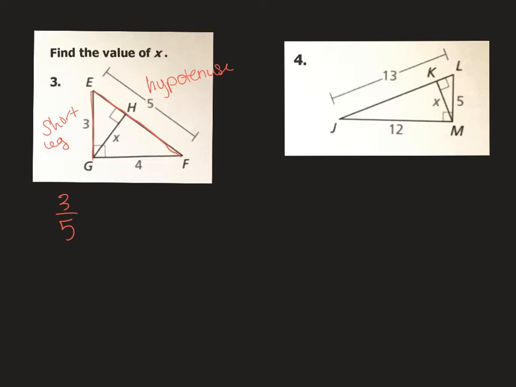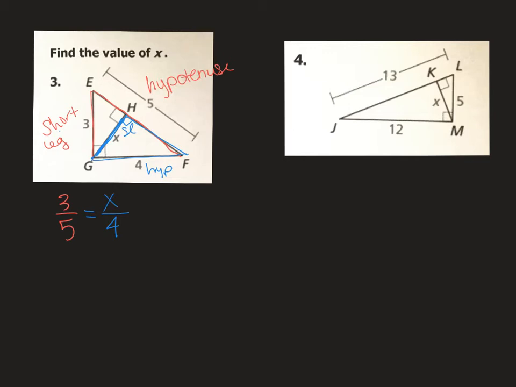So if I'm looking at these 2 smaller triangles, X is the long leg for this triangle up above, and it's the shorter leg for this triangle down below. So since I used short leg over hypotenuse, I need to use short leg over hypotenuse for the triangle that gives me that information. So I'm going to use X over 4. The short leg of this triangle, GHF, and the hypotenuse of that triangle GHF.